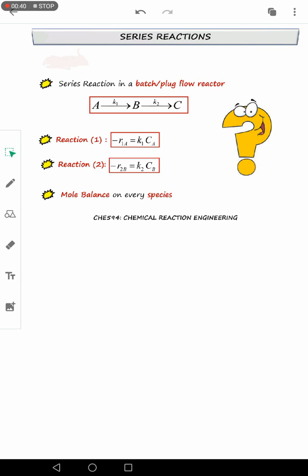Maksudnya, to maximize selectivity tidak tertumpu on parallel reaction sahaja. Actually, itu video lecture tu sebagai contoh sahaja. So meaning that after that video, you can try to find any questions to maximize the selectivity, but based on series reactions.